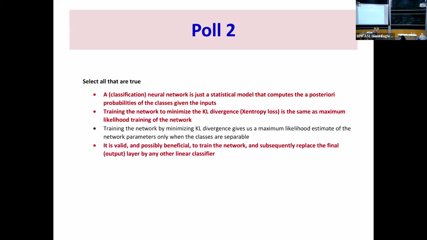So a classification network is just a statistical model that computes the a posteriori probabilities of the classes given the inputs. Training the network to minimize the KL divergence is the same as maximum likelihood training of the network. And it doesn't depend on the actual linear separability of the classes, and it is indeed valid and sometimes beneficial to train the network and subsequently replace the final linear classifier with some other linear classifier.